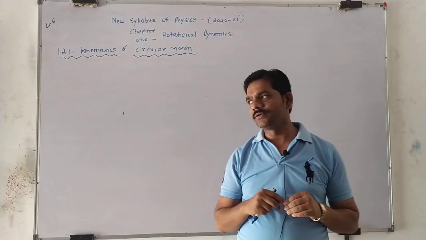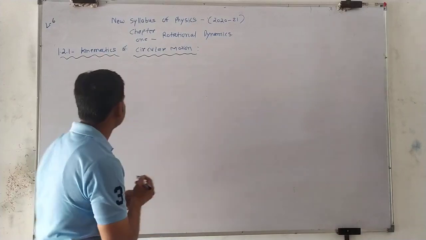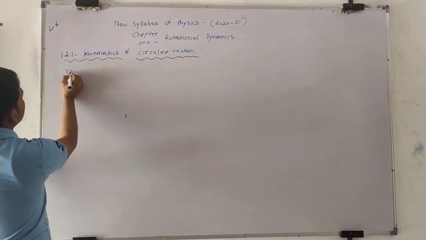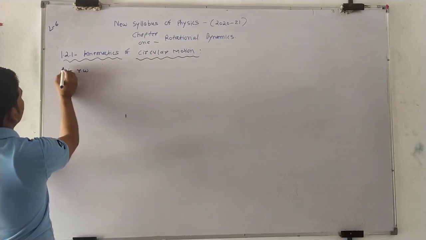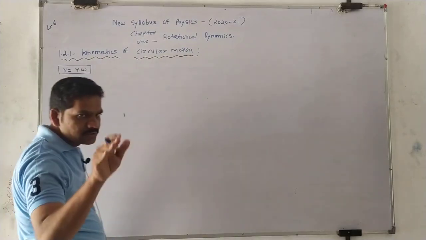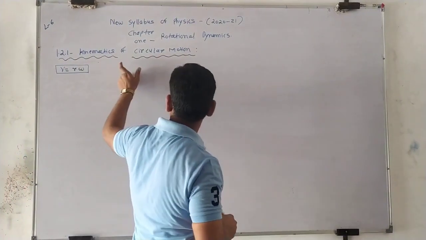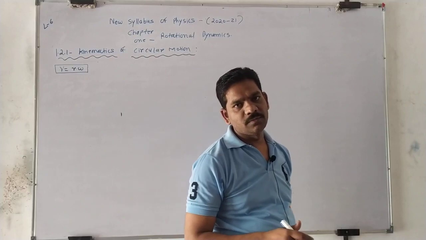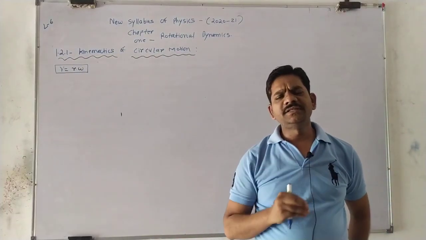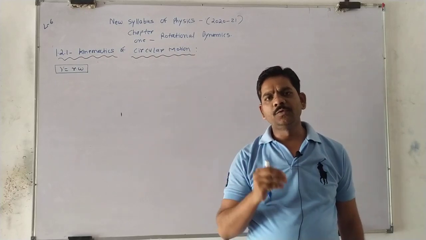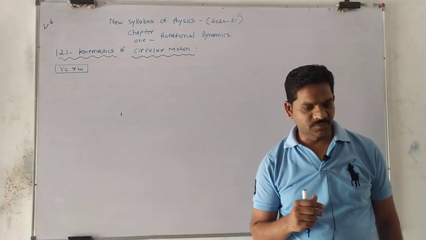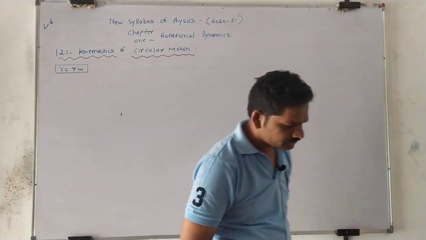What is the one concept that is given? The one concept is v = r ω. This relation is mentioned in the topic kinematics of circular motion. How this equation v = r ω comes is our discussion in this lecture. So see the boys here.